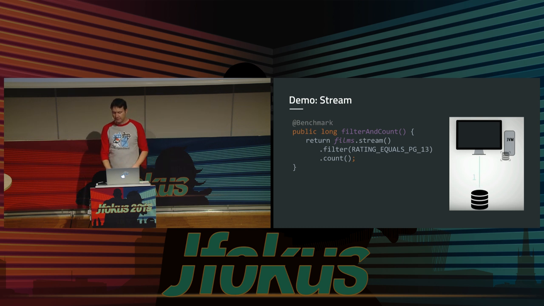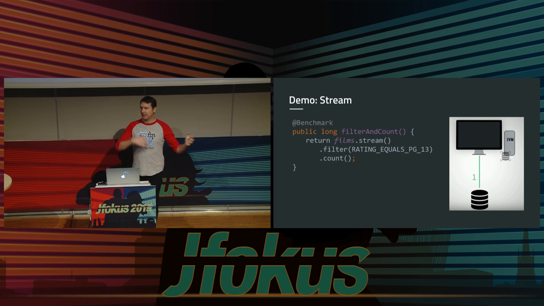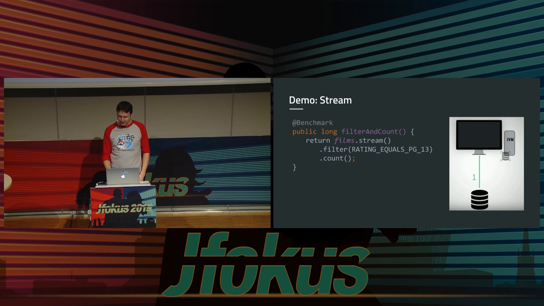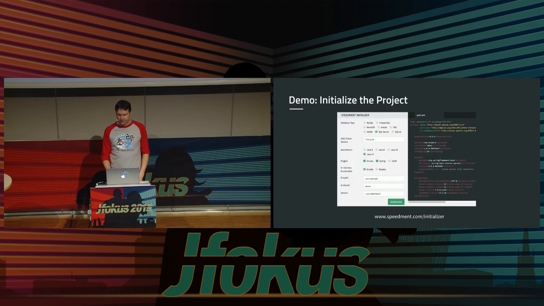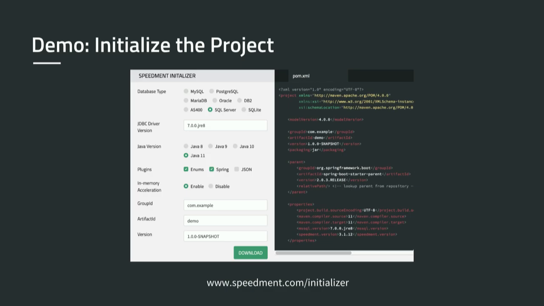In the first scenario, we'll run against a database. In the second scenario, I will run with Java 8. And in the third scenario, I will use another JVM that I will tell you more about later on. We'll take a snapshot, and we will run from that snapshot. So what I did is that I went to the Speedment initializer. You can all do this. It's open. Select the database, select the data version, and select in-memory acceleration. And then I have a POM file generated for me, and I can run my tests.